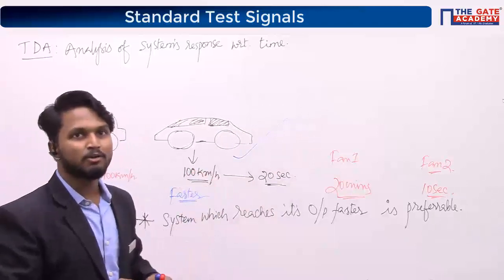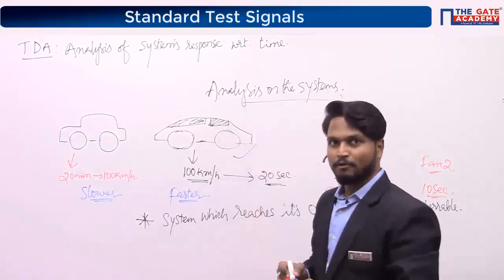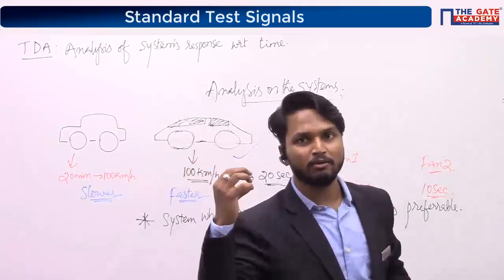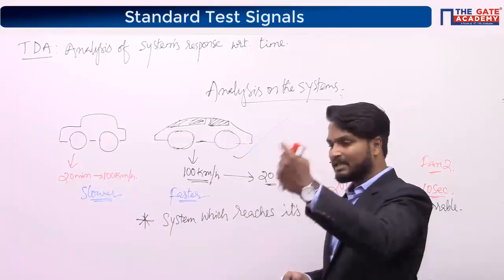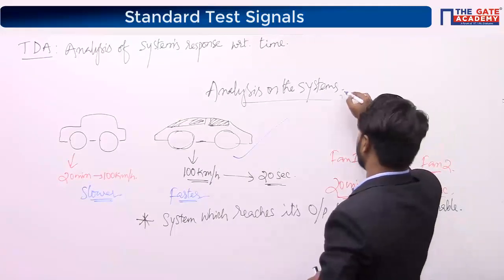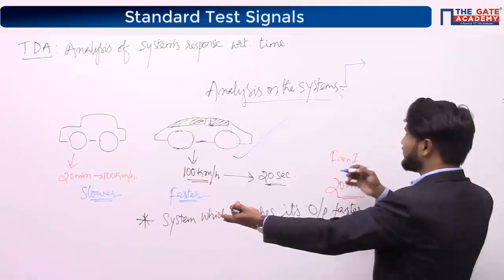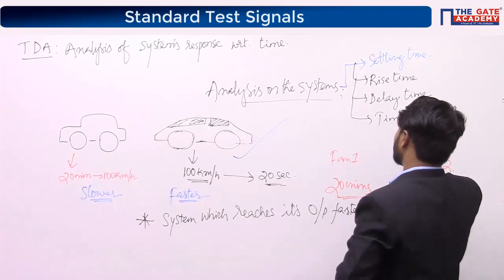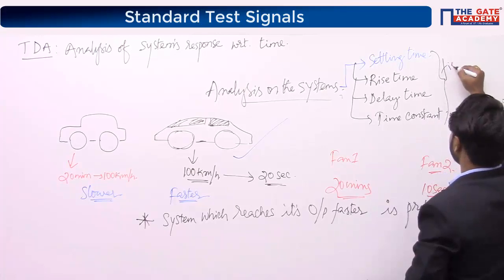So we have carried out analysis on these systems. In time domain analysis, we are going to do the same. We are going to carry out analysis on the systems, and we are going to see the figures of merit. Every system has certain figures of merit, like the settling time, rise time, delay time, time constant, all these things. All these are figures of merit.